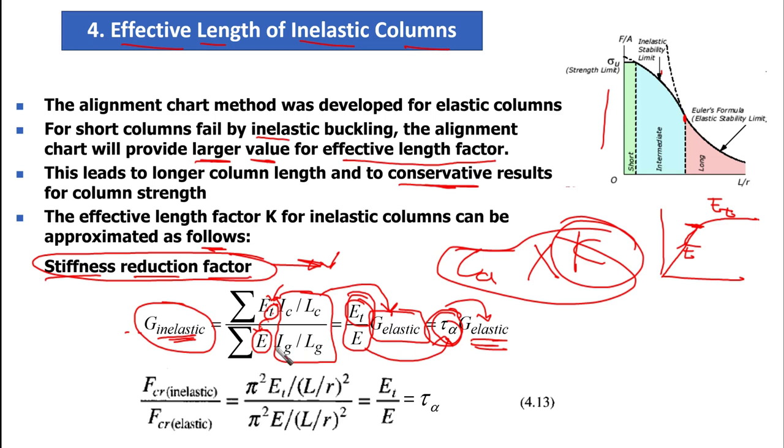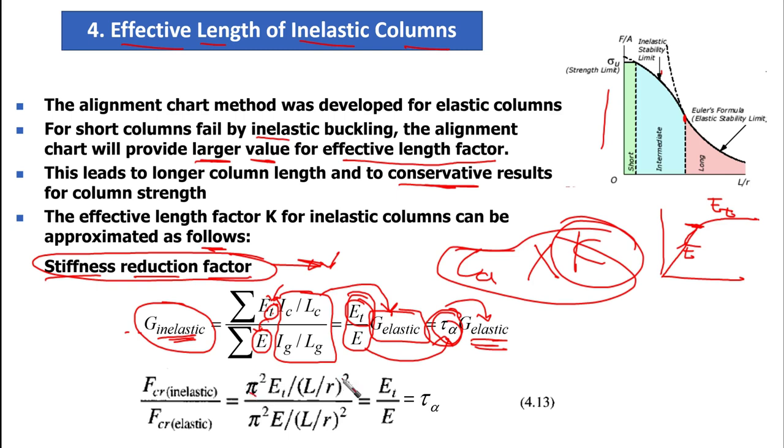Okay, then we're going to try to find a way to make a relation here. If you remember, we have ET over E times G elastic. Look at this ET over E. We are going to multiply the numerator by pi squared over (L over r) squared, and the denominator with the same value, pi squared over (L over r) squared.